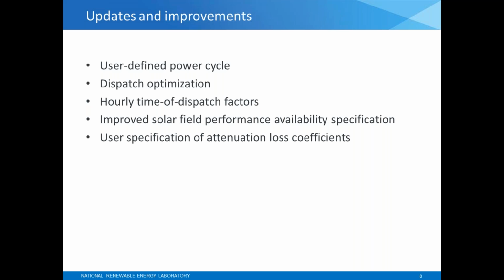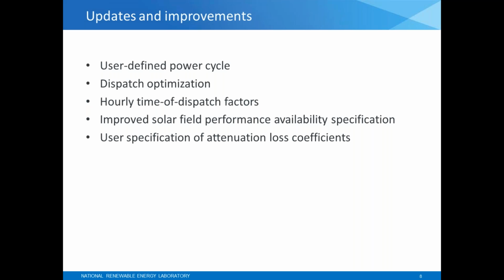And I should mention, I've got a slide for each of these, so we'll talk a little bit more about each of them. The second is dispatch optimization. The third is hourly time of dispatch factors. This allows you to go in and specify for each hour of the year in a table the price that you might get for selling electricity, as opposed to having to do this in the SAM widgets where you select sort of block months and hours of the day and assign values that way.